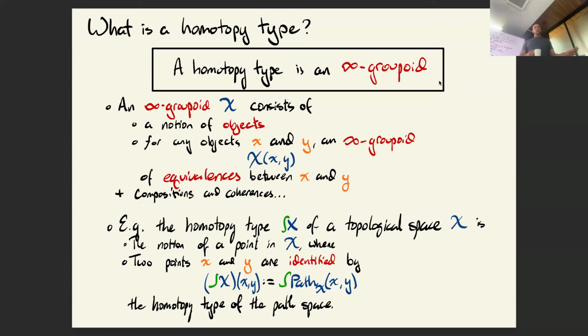Well, we take the points of the space, but we're not going to identify them as they were in the original space by equality. We're going to identify them by paths. So again, this becomes a co-inductive definition. We take two points, and their space of equivalences in the homotopy type is going to be the homotopy type of the path space, which is the space of all continuous paths from X to Y. So now we can see that the homotopy type of a topological space produces this infinity groupoid.